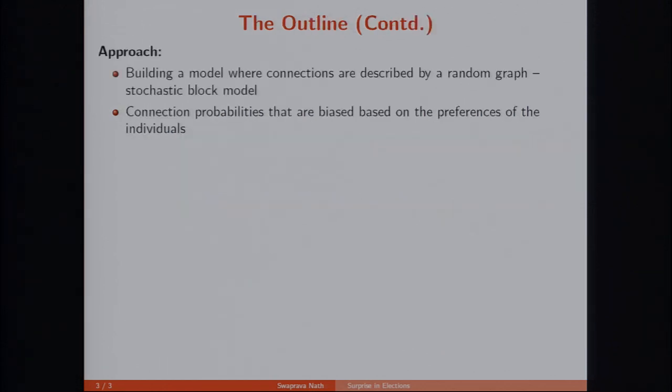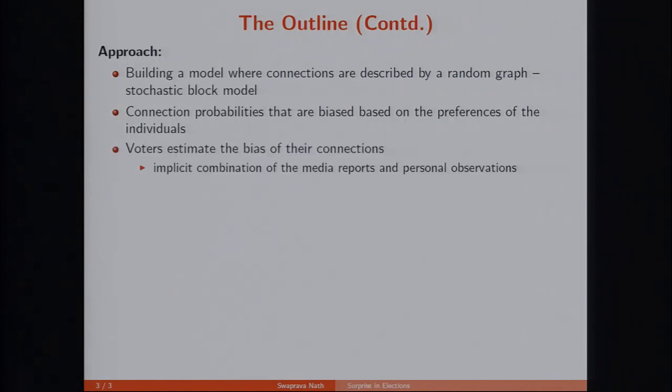And the approach that we take is we build a model which is essentially a stochastic block model. So this is a general version of the Erdős–Rényi model, where you have different probabilities of connection between different classes of nodes in a graph. And these connection probabilities are biased by the preferences of those individuals. So if both of these individuals have similar preferences, then you are more likely to be connected to them than someone having a dissimilar preference. And so the voters also estimate.